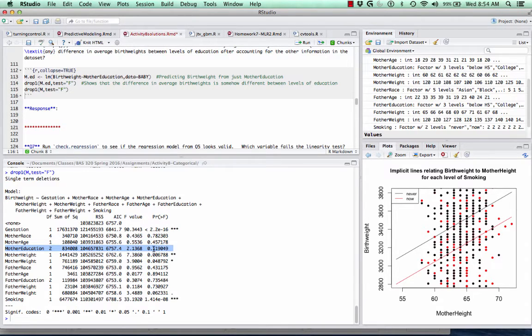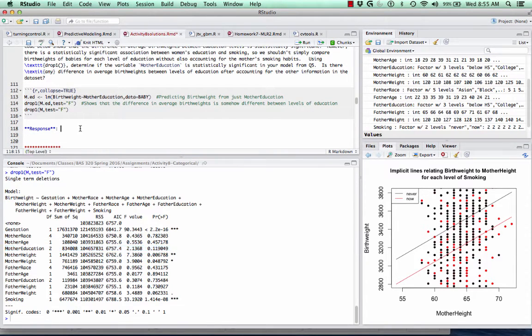It looks like we're able to explain away this difference in the average birth weights between the three levels of education once we take into account differences in the mother's race, age, height, weight, and the same characteristics for the father, and whether or not the mother smokes. All right, so is there any difference in average birth weights between levels of education after accounting for the other information in the data set? No. The p-value of mother education is 0.119, bigger than 5%.